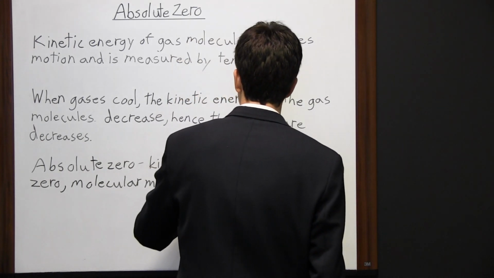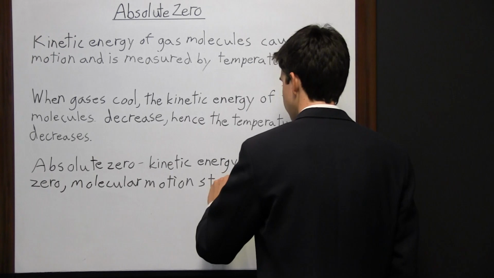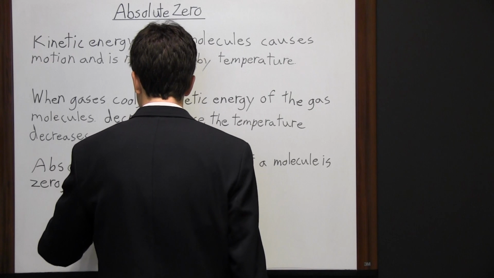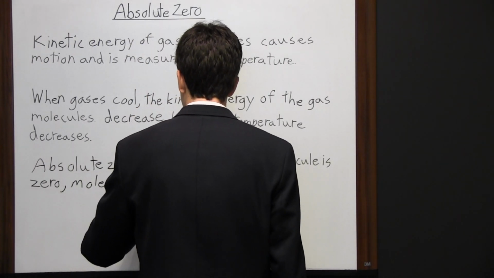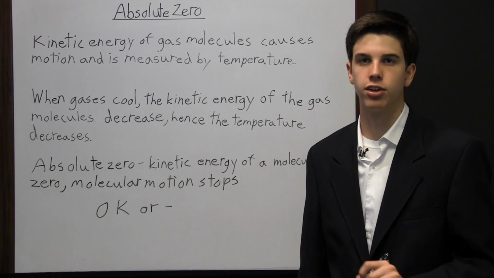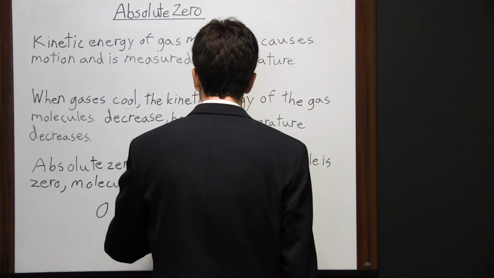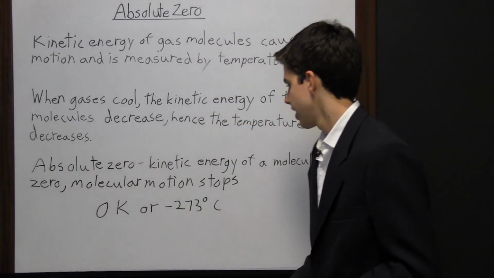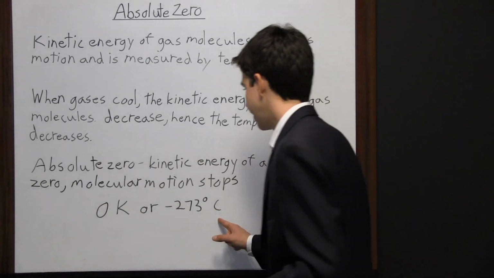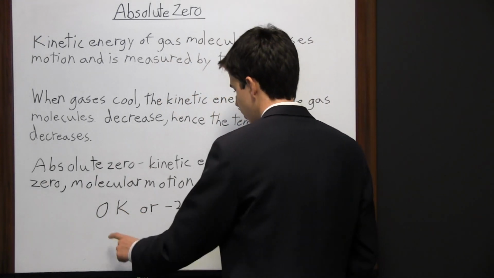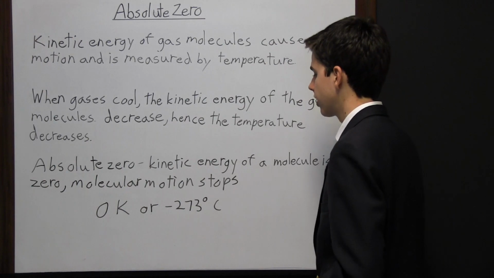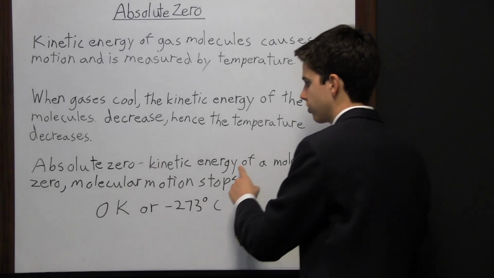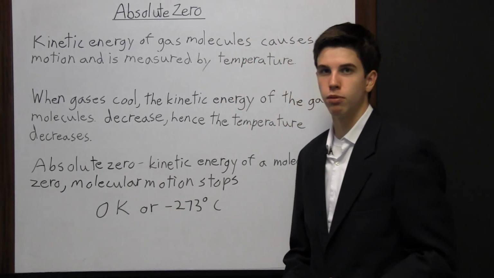And we measure molecular motion in temperature. So when molecular motion stops, we measure it in absolute zero, which is equal to 0 degrees Kelvin, K stands for Kelvin, or negative 273 degrees Celsius. Now, I didn't use Fahrenheit here because in science, we don't use Fahrenheit very often because that's not as important. So here we just have it in Kelvin or in Celsius. So 0 degrees Kelvin or negative 273 degrees Celsius is absolute zero. And that's when kinetic energy of the molecules is 0, and therefore molecular motion stops.